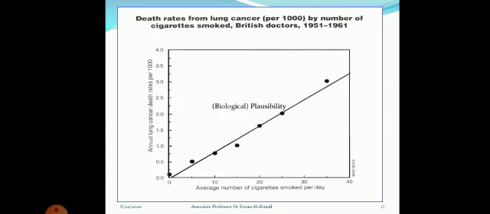So this explains the death rate from lung cancer by number of cigarettes smoked, according to a certain study in Britain. So you can see the dose response. It reflects two things: the biological plausibility and the number of cigarettes, or the dose.